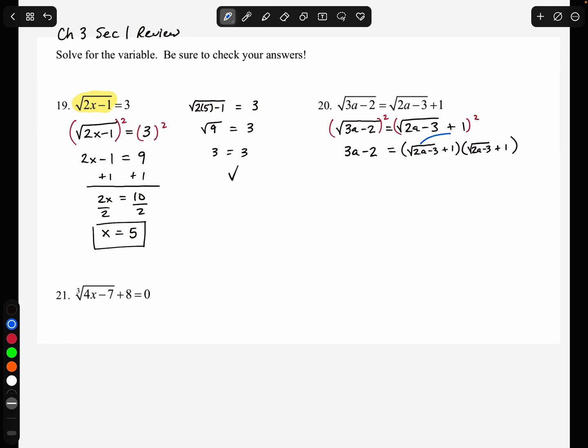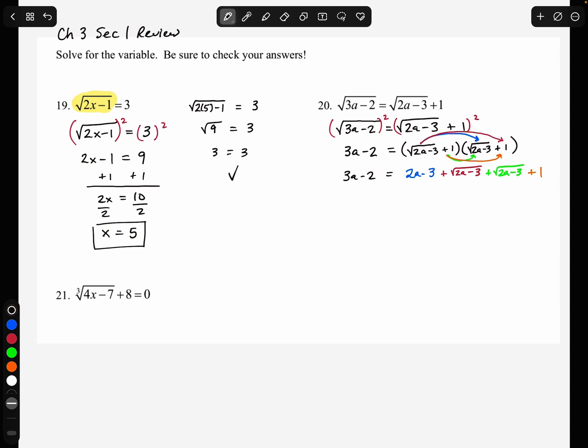As we do it, we're going to do this square root times this one, which is like squaring it, which will leave you with just a 2a minus 3. Then we do the square root of 2a minus 3 times a positive 1. We have just a positive square root of 2a minus 3. Then we'll do a 1 times the same thing, so we have a second one. And then at the very end, we're going to do 1 times 1, which is going to be 1. Now on our left side, we still have the same thing. We didn't do anything with that 3a minus 2.